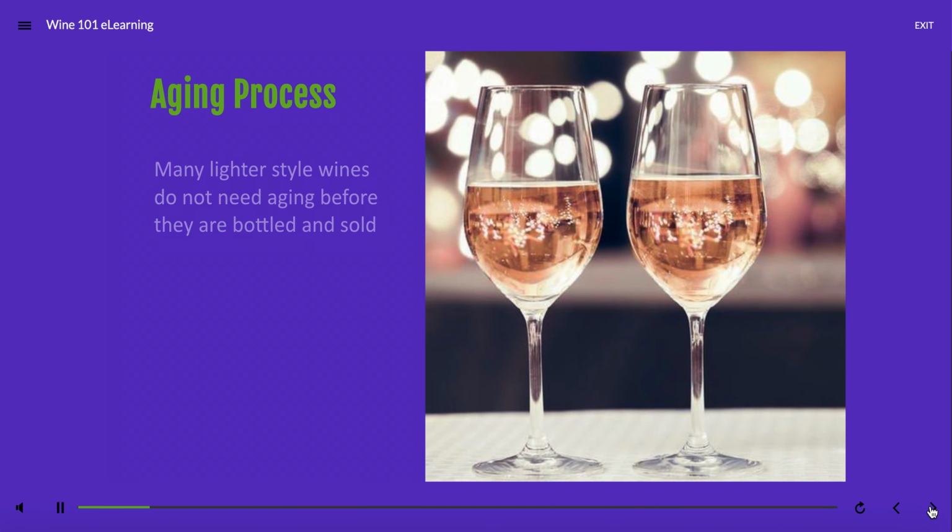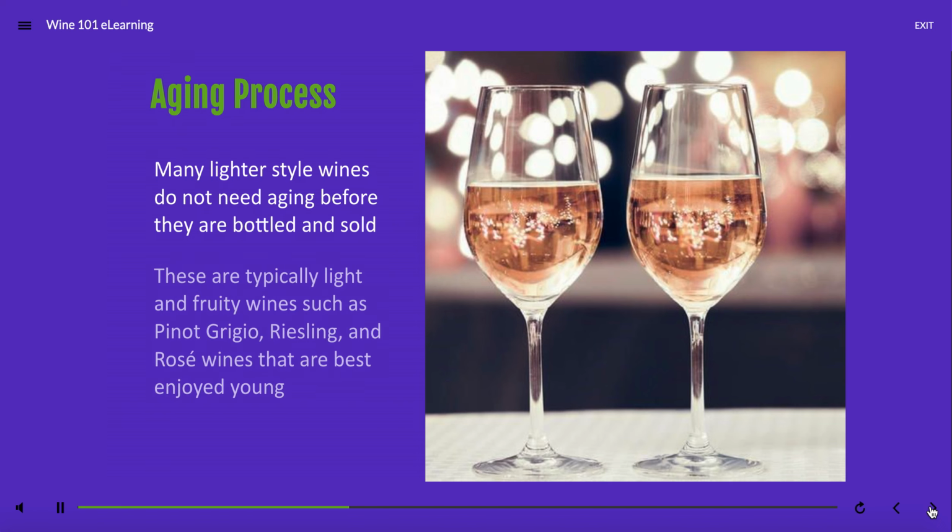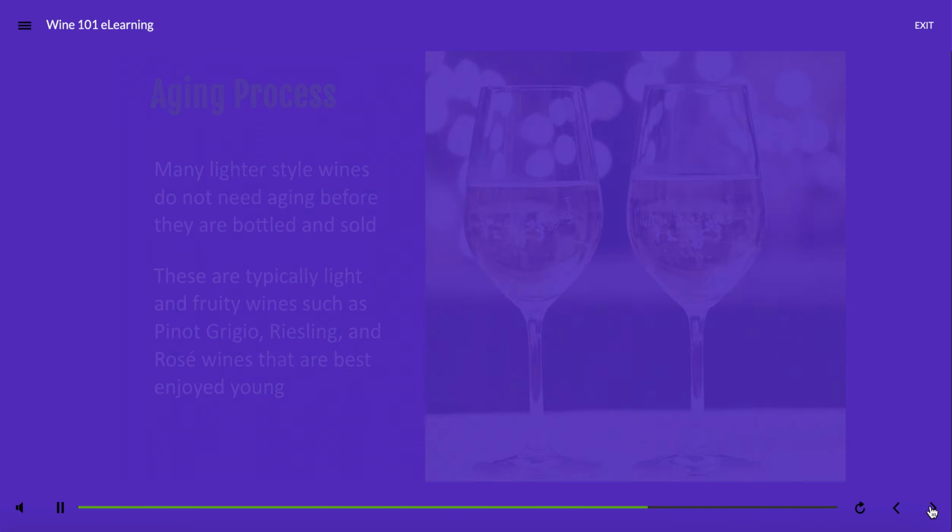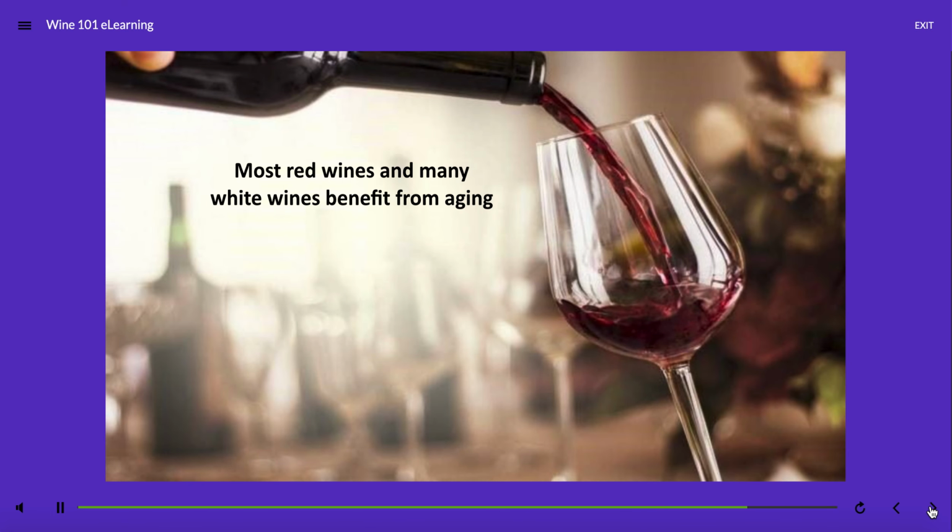Aging process. Many lighter style wines do not need aging before they are bottled and sold. These are typically light and fruity wines, such as Pinot Grigio, Riesling, and rosé wines that are best enjoyed young. However, most red wines and many white wines benefit from aging.